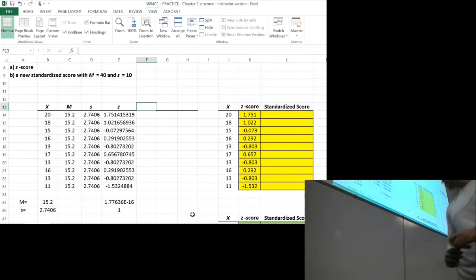And the formula we're going to use for that is that our new standardized score equals our new mean plus the z-score multiplied by our new standard deviation. That is the new one that they want, and that is the z-score that you just calculated. So that's what we're going to use.